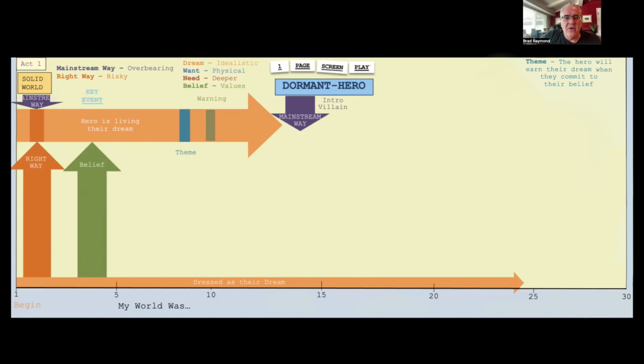So now this whole mainstream way coming down hard on the main character, usually protagonist and antagonist, happens down here just before the act break. But with a dormant hero, this happens here. This is when the mainstream way, the villain or the philosophy of the mainstream way, comes down hard on the main character before the out of the blue moment. And the out of the blue moment is when their life is taken, that dream is taken.